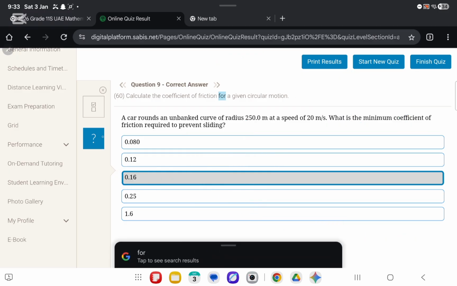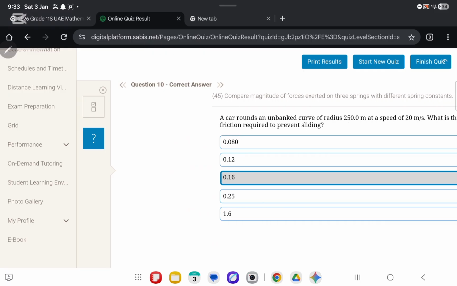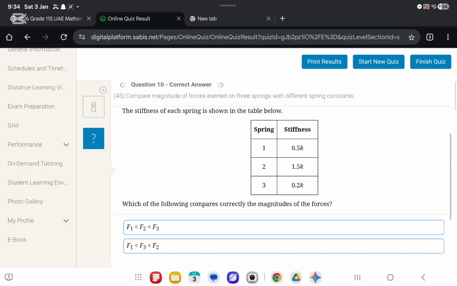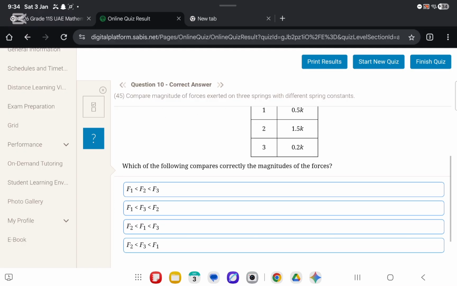Question 10. Three springs of the same natural length L are deformed by three forces F1, F2, F3. The final length of the three springs is the same. The stiffness of each spring is shown in the table below. Which of the following correctly compares the magnitudes of the forces?